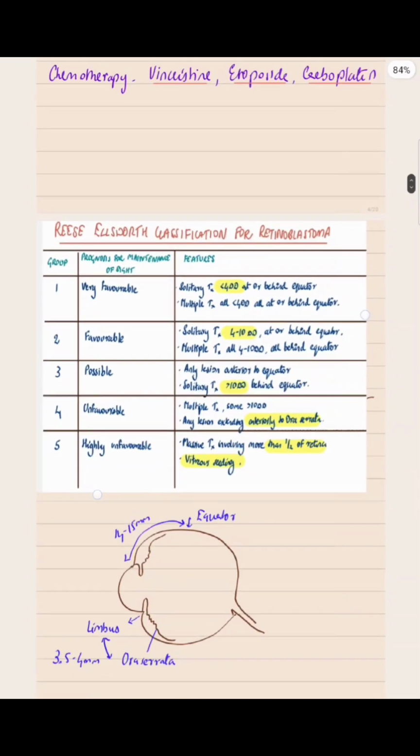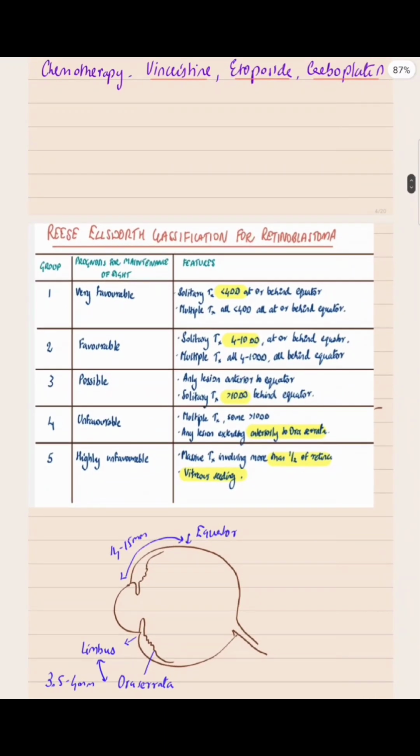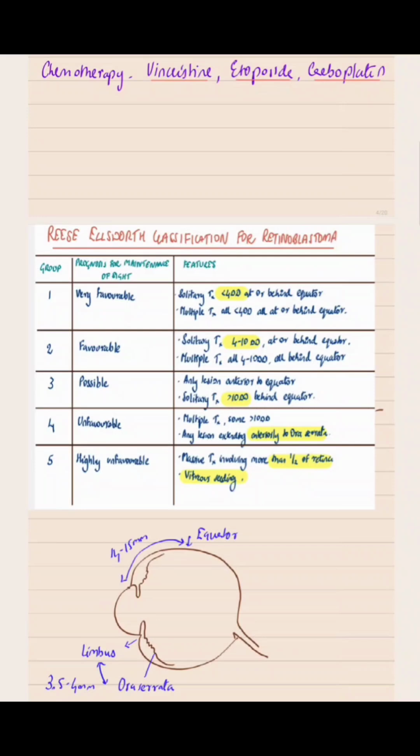Now, to predict the survival of the eye, not the patient, okay, this is to predict the survival of the eye, we use the Reese-Ellsworth classification for retinoblastoma. This is for the survival.